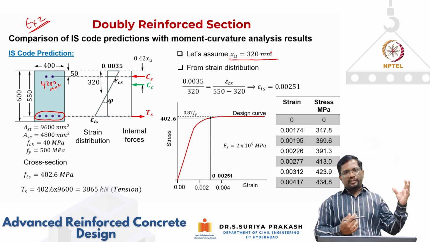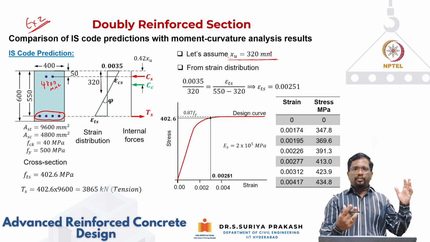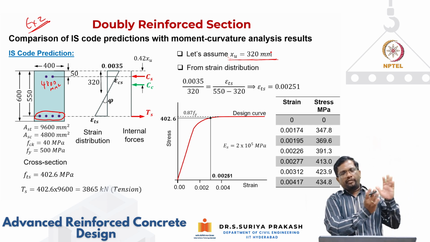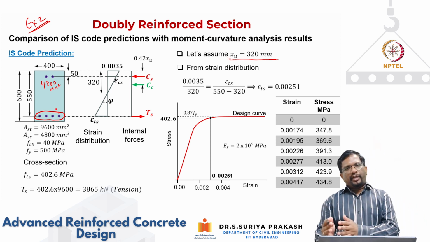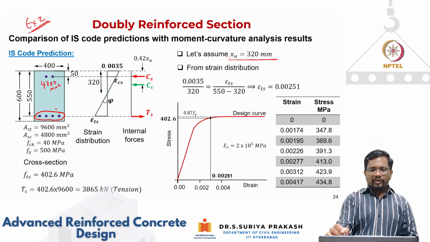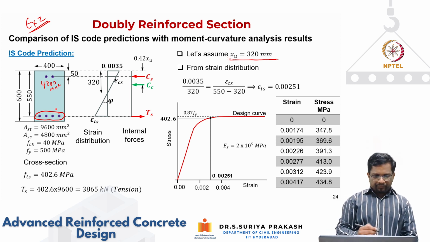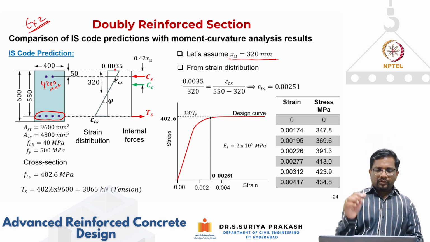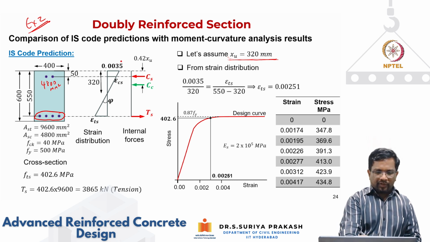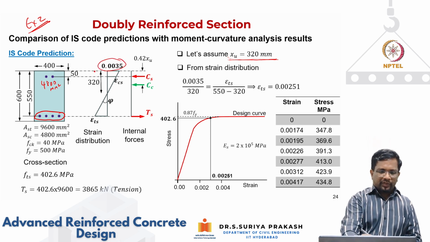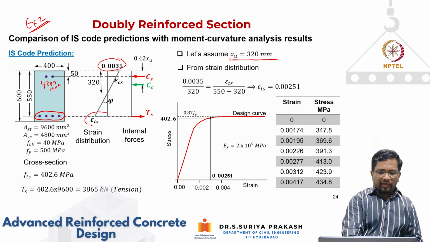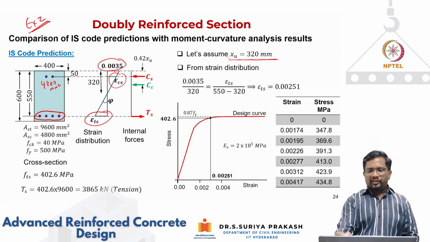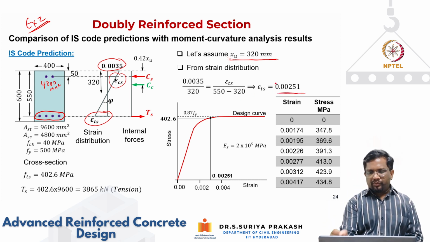In the previous case, we were designing a doubly reinforced section for a given demand. Here, the sectional dimensions and reinforcement are given. We are doing analysis, so you have to assume your neutral axis depth. I'm doing the analysis for the ultimate condition with a strain of 0.0035. So 320 is the neutral axis depth that I'm assuming. I can calculate my tensile strain and compressive strain from similar triangles. Tensile strain works out to be 0.00251.